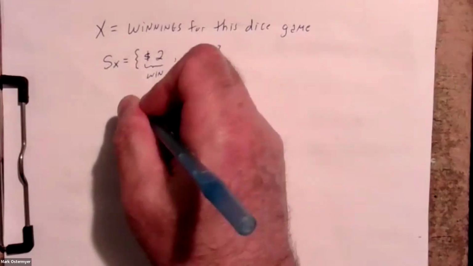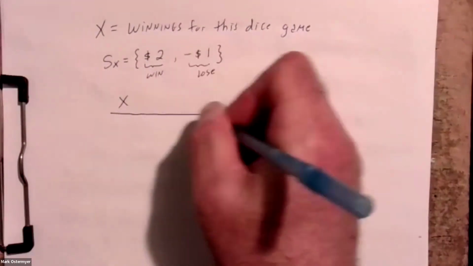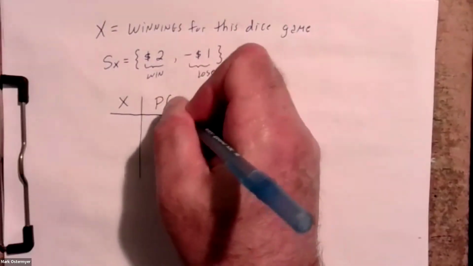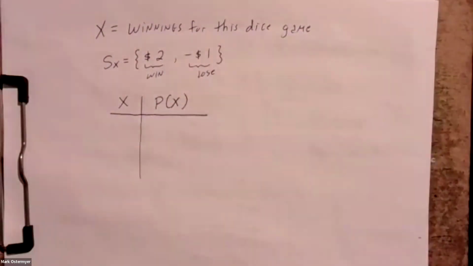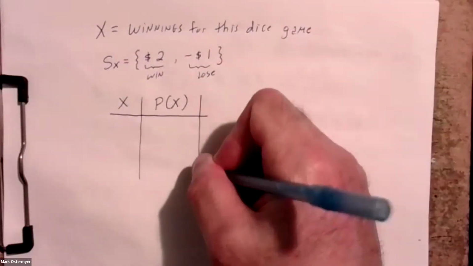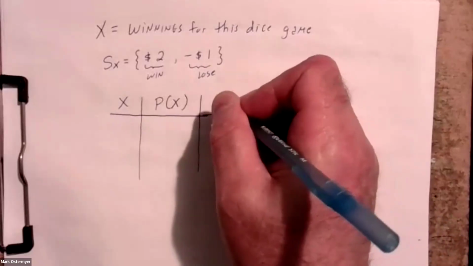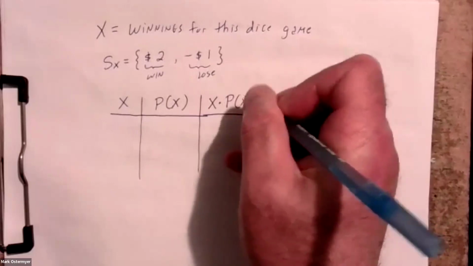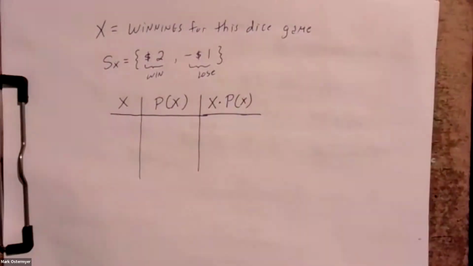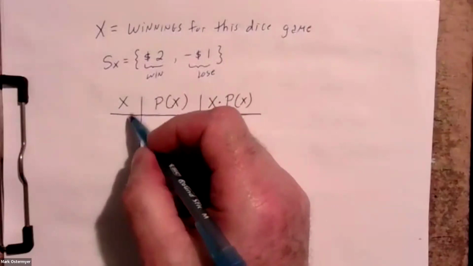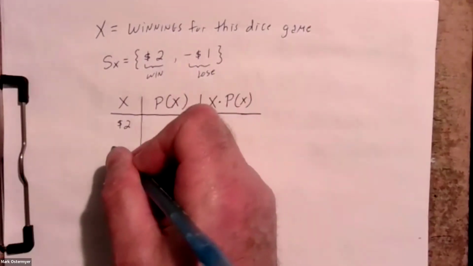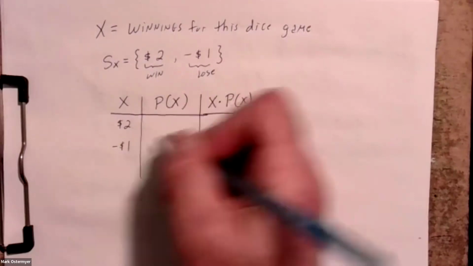So that would be the sample space for this random variable defined for this dice game here. Now I'm going to make a table here. The first column is going to be called the value of my random variable for this game. My second column is going to be called the probability of that random variable assuming its value. Then I'm going to have another column over here, which is going to be X times P of X. All right, so X can take on what values? Well, $2 if I win the game, or negative $1, meaning I lose $1.